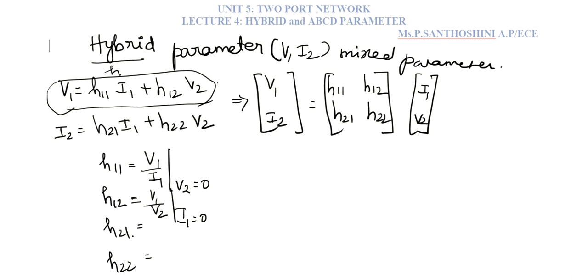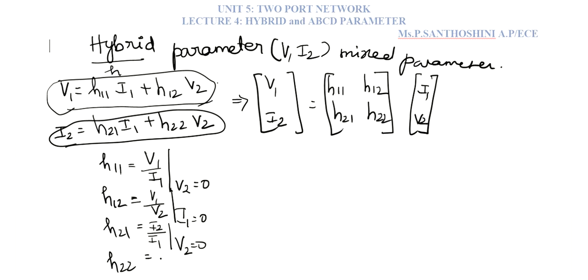Next is H21. H21 is involved in the second equation. H21 and H22 are both involved in the second equation. So left hand side divided by the partner of H21, that is I1. So I2 divided by I1, making who 0? Look at the equation: I2 and I1 are involved, V2 is not involved, so V2 equals 0. And the last one, obviously, is I2 divided by V2, making I1 equal to 0.